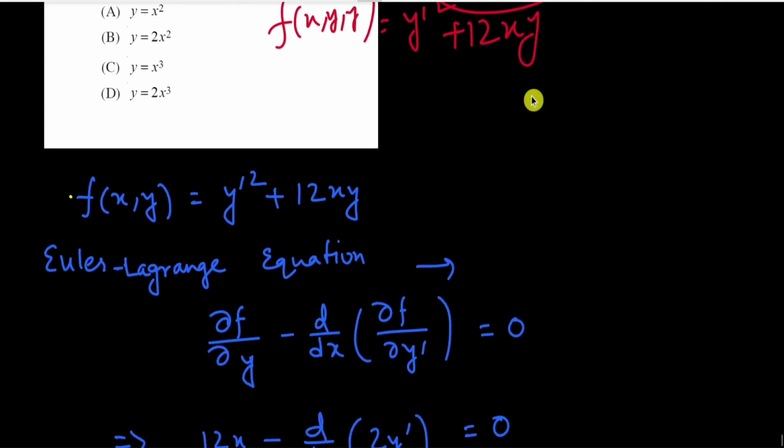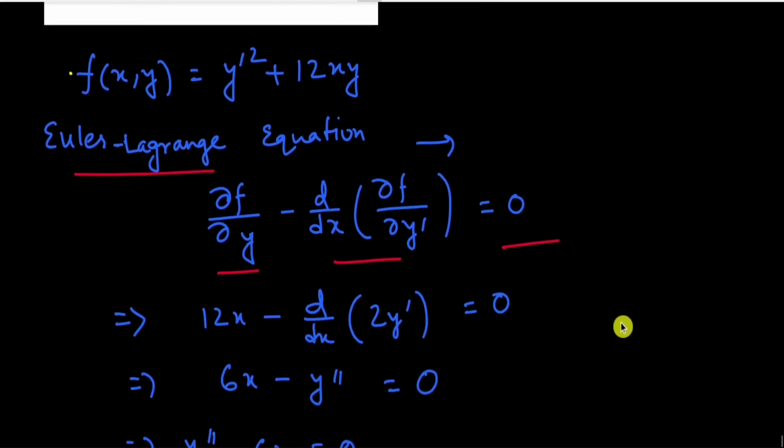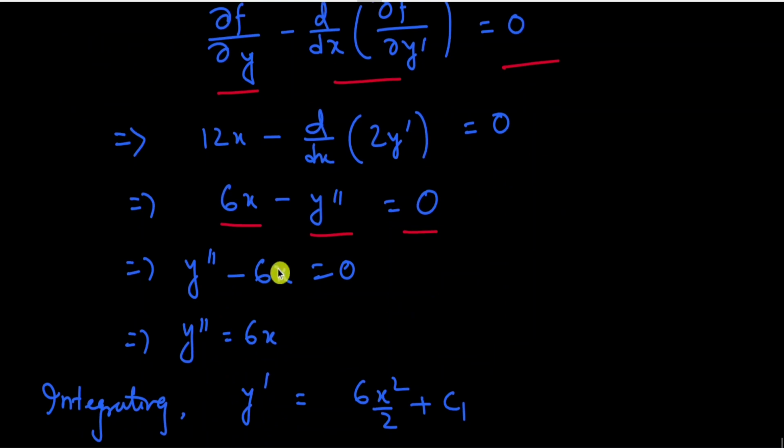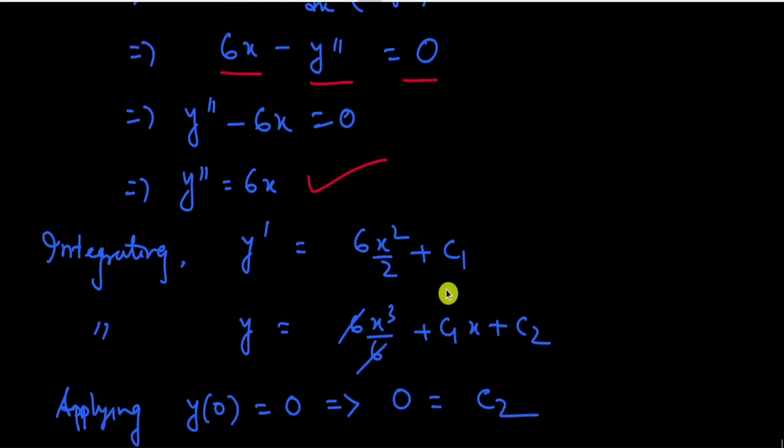Now we apply here simply the Euler-Lagrange equation, which is del f del y minus d/dx of del f del y dash equal to 0, and the value of f(x, y, y dash) is given by this. So simply applying, we get 12x minus 2y double dash equal to 0. So we get y double dash equal to 6x. Now integrating with respect to x, we have y dash equal to 6x square by 2 plus c1, c1 is the integrating constant, and integrating again we get y equal to x cube plus c1 x plus c2.